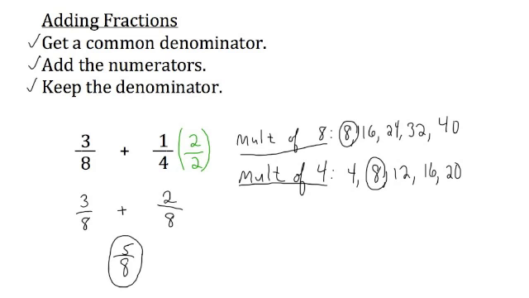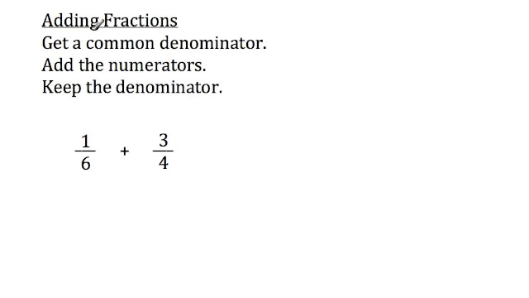Let's consider a second example. Let's consider 1/6 plus 3/4. Again, in order to find a common denominator, I need to find the least common multiple of the denominators. So this means I need to use whatever method that I'd like of finding the least common multiple. Again, I'm going to list multiples of both denominators.